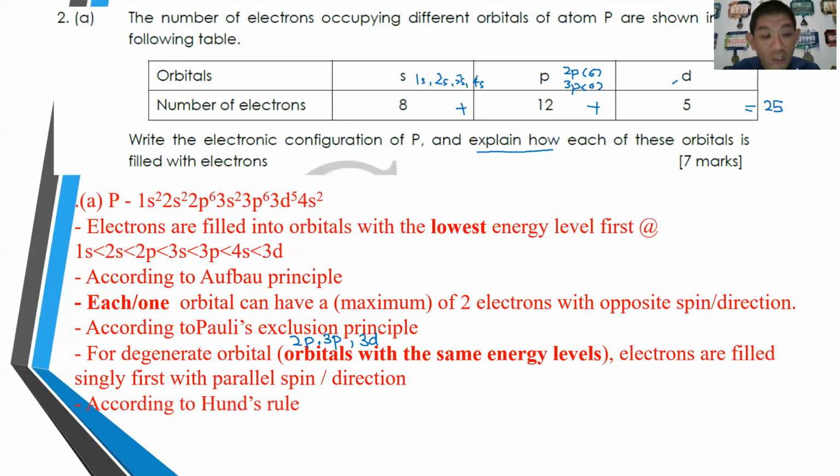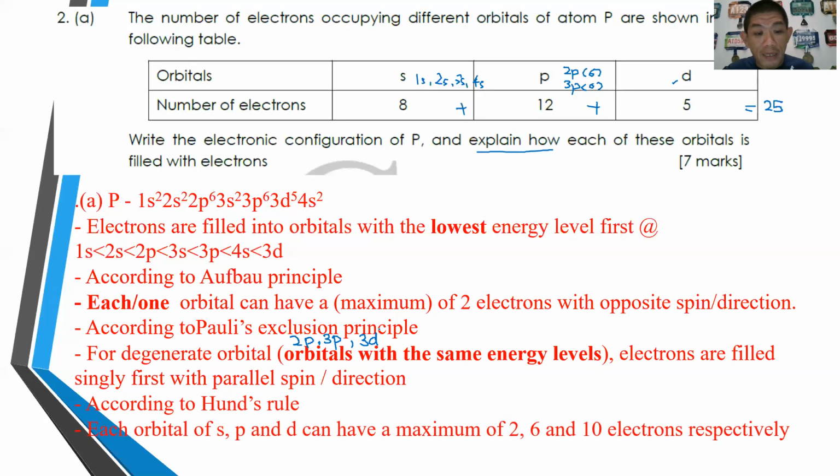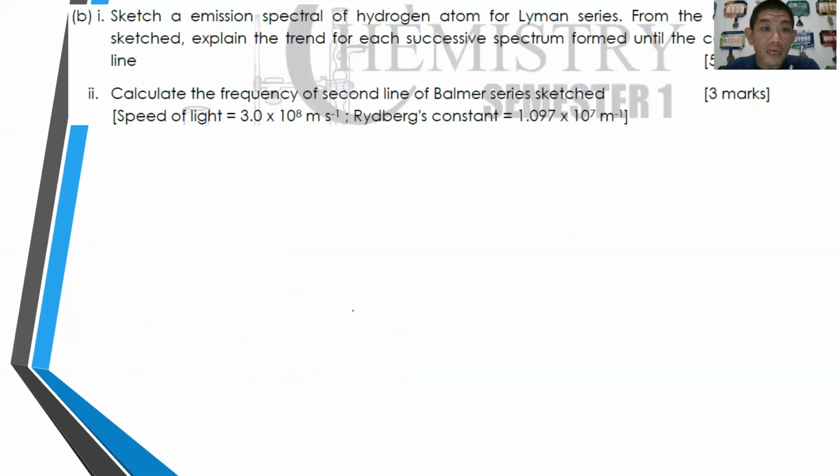Okay, so according to Hund's rule, each s, p and d orbital can have a maximum of 2, 6, and 10 electrons. So this is just a bonus mark inside here. Once you write until this point, okay, it's already 7 marks if you look carefully. Okay, so with that, that is how you explain, based on the rules and principles, how you fill in electronic configurations.